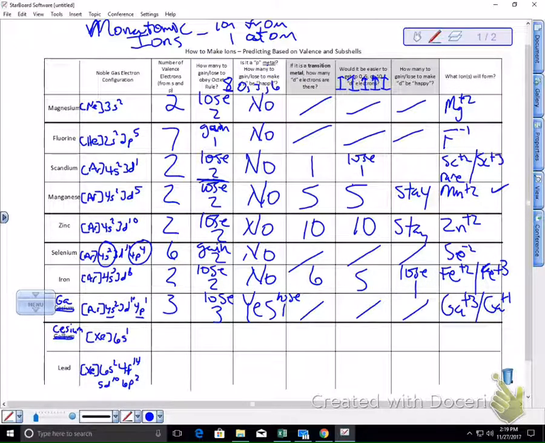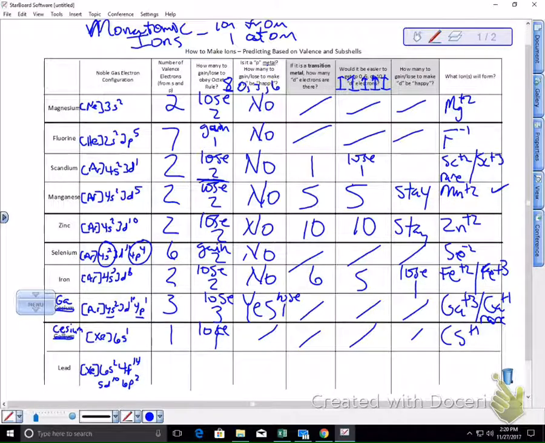It turns out in nature that can happen, but very rarely. The +1 ion is actually kind of rare, but we predict it as a possibility. All right, then we have cesium, 1 valence, lose 1. Cesium is just +1, not a P, not a transition.